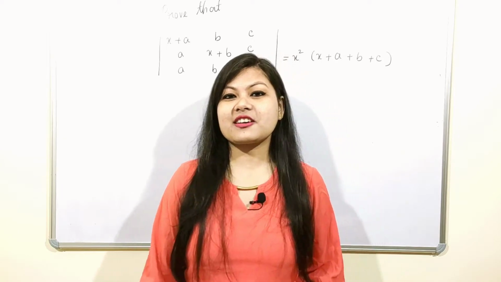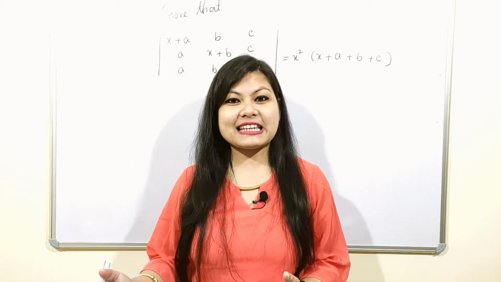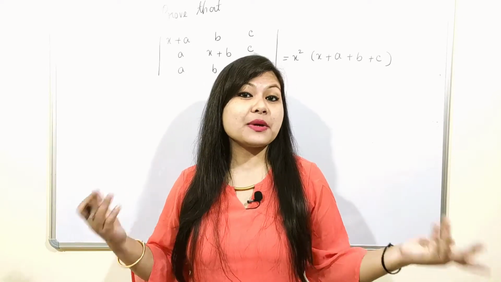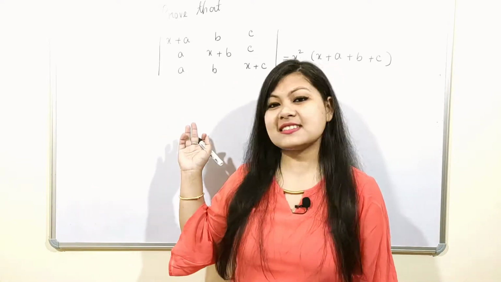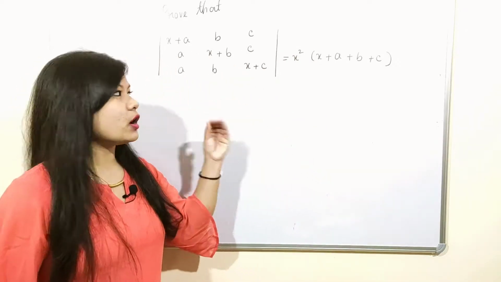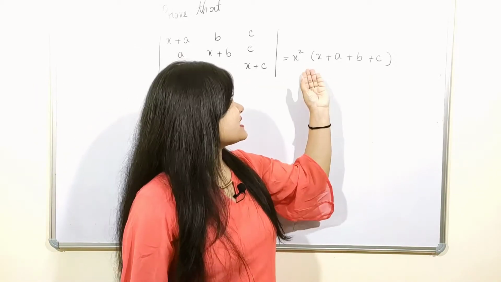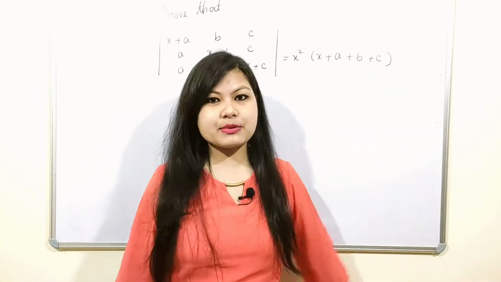Already we have discussed some questions where a determinant is given on the left hand side and we have to prove the value on the right hand side. Again this is the same type of question. So one determinant is given on the left hand side. We need to prove that it equals x square times x plus a plus b plus c.